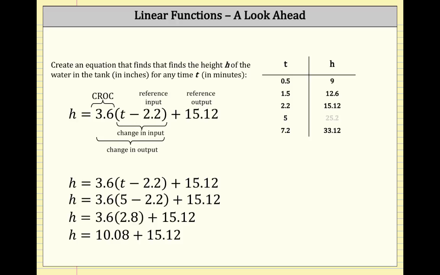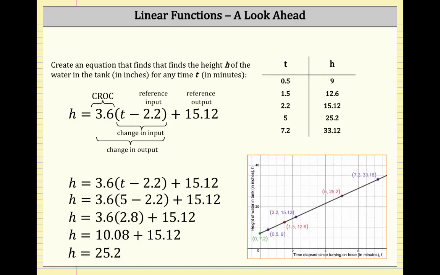And when we do it, we get 10.08. So what we currently have is h is equal to 10.08 plus 15.12. And 10.08 is representing the change in output, and 15.12 is that reference height. So let's add those together. That should give us the current height of the water in the tank. And that's going to give us 25.2, which is exactly matching with what we had earlier in the table. So the equation correctly recreates all the values in the table. So that gives us confidence that this equation is correct and that it correctly models the relationship between time and height of the water in the tank.